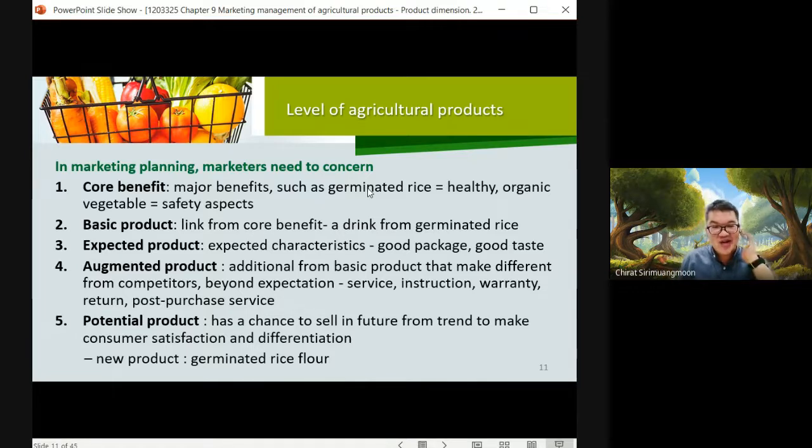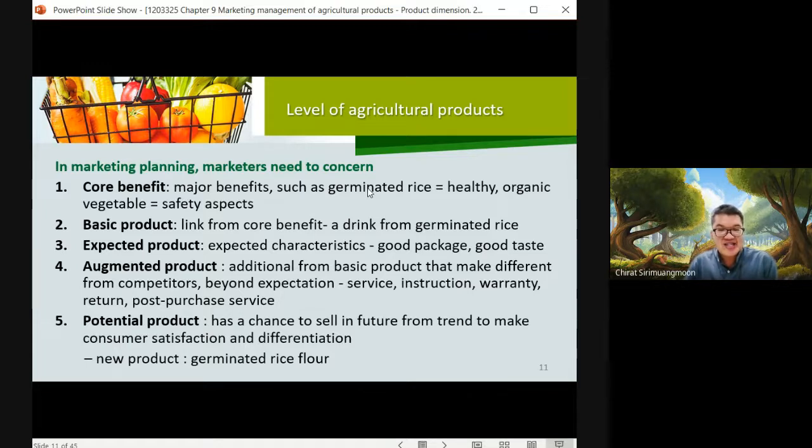Then we also have the expected product, which is what you need to have or what you think it will be. In this case, it might be a good package, a very good-looking package, and good taste, especially for a food product. Trust me, if it looks good but tastes bad, consumers might not like it. So normally it should come together: look good and taste good. Then we also have the augmented product.